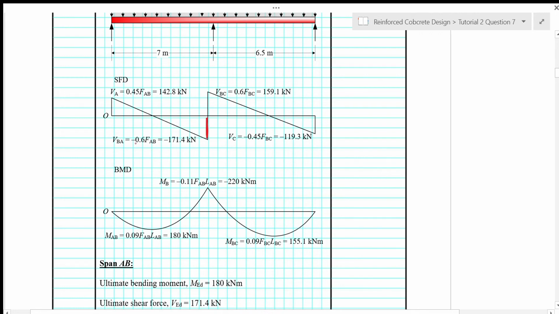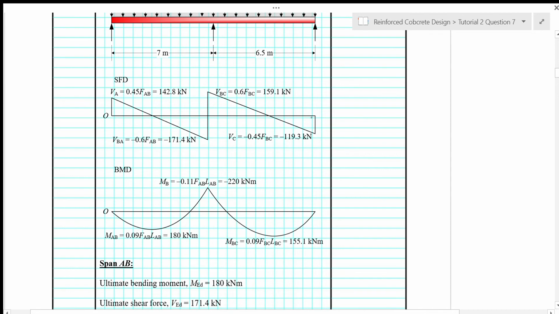So this shear force is 0.6 times F and is negative because it's a negative shear force from this shear force diagram. So we get negative 171.4 kilonewton. On the right hand side of support B, we have VBC. So this is based on span BC because it's on the right hand side of support B. So we have span BC, so 0.6 times the total force on span BC is 159.1 kilonewton.